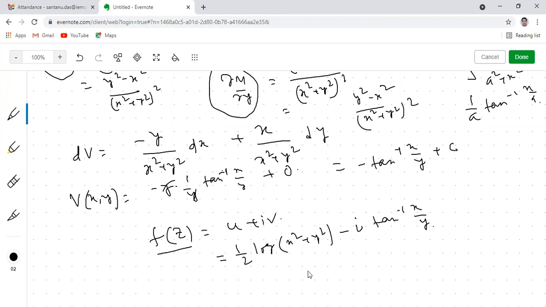This f(z) is analytic. So you know two methods are there to verify whether a given function is analytic or not. One method is that the partial derivatives of u and v with respect to x and y must satisfy the Cauchy-Riemann equation, and all the four partial derivatives must be continuous. And secondly, you can follow the harmonic function method. That means both u and v should be harmonic functions.